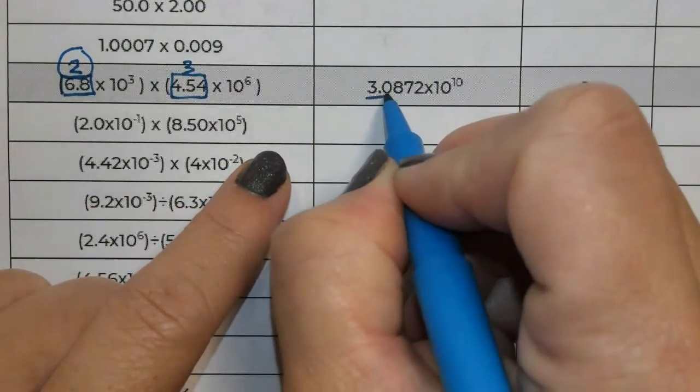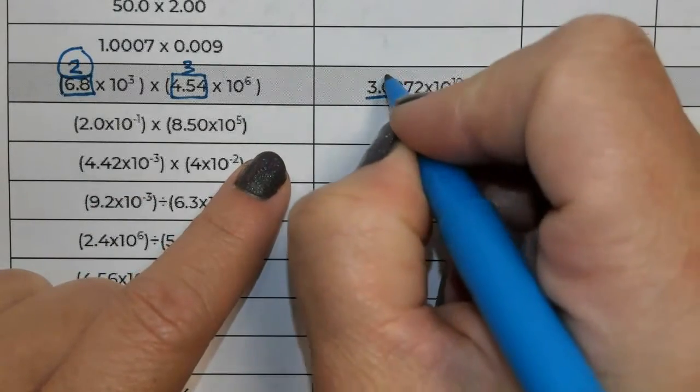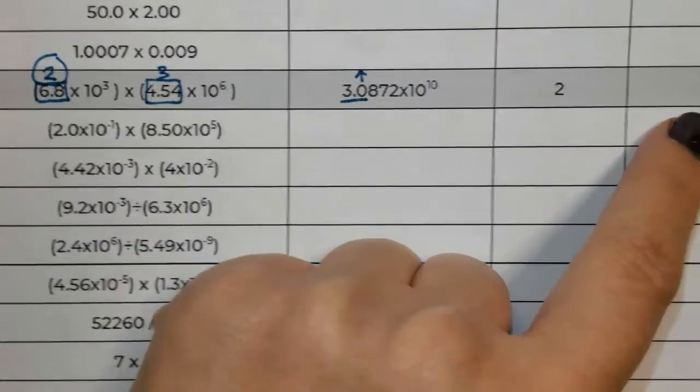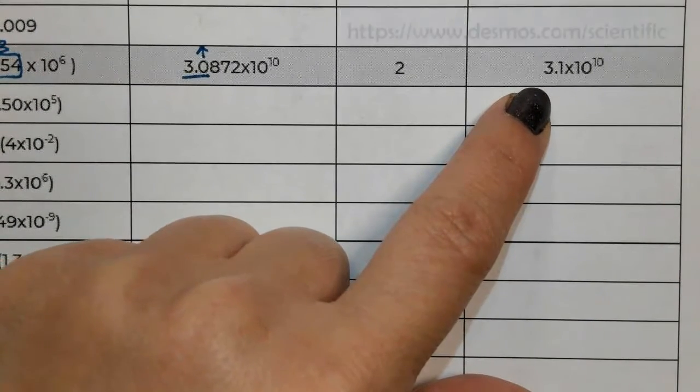So it's going to be the 3 and the 0. What happens to the 0? It's followed by an 8. So I'm going to have to round the 0 up. And so that's going to give us a final answer of 3.1 times 10 to the 10.